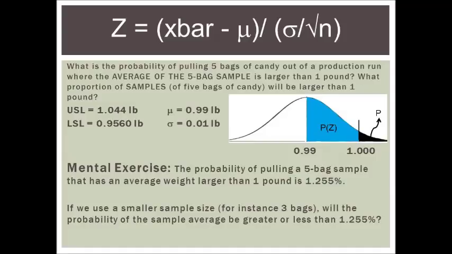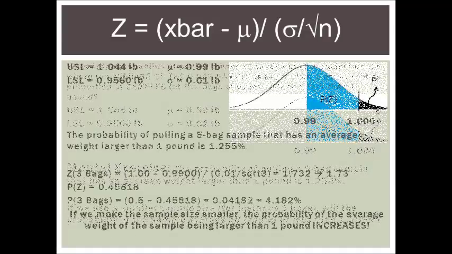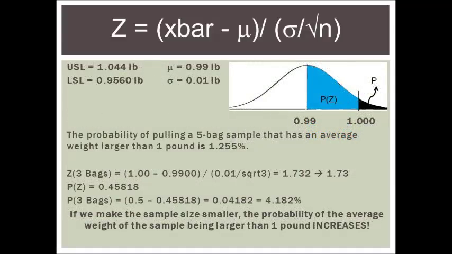But we can try it. We can check it out mathematically. We don't have to guess. So let's take a look. In our formula for z, we just put 3 in for n, and all the other numbers will stay the same. When we do this, we find a z of 1.73.